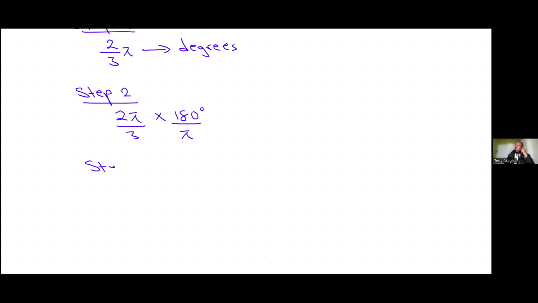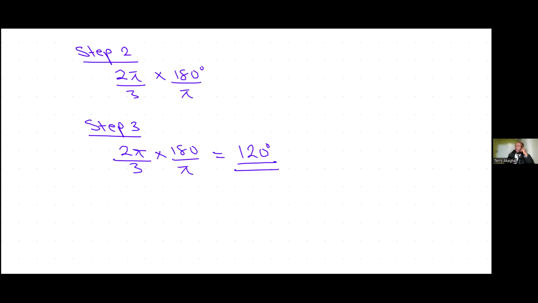As usual, then step 3, we now simplify. So it's going to be 2 pi divided by 3 multiplied by 180 over pi. The pi will cancel out. And if you press your calculator for this, it's going to give you 120 what? Degrees. So that means 2 over 3 pi is exactly the same thing as what? 120 degrees.